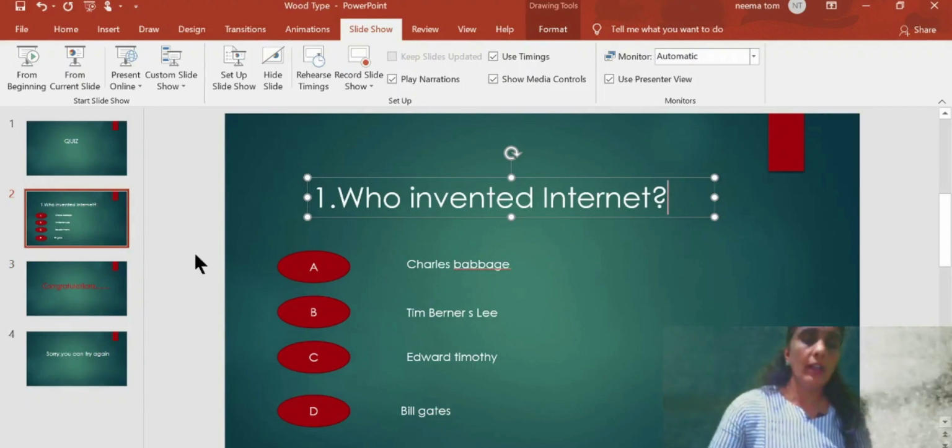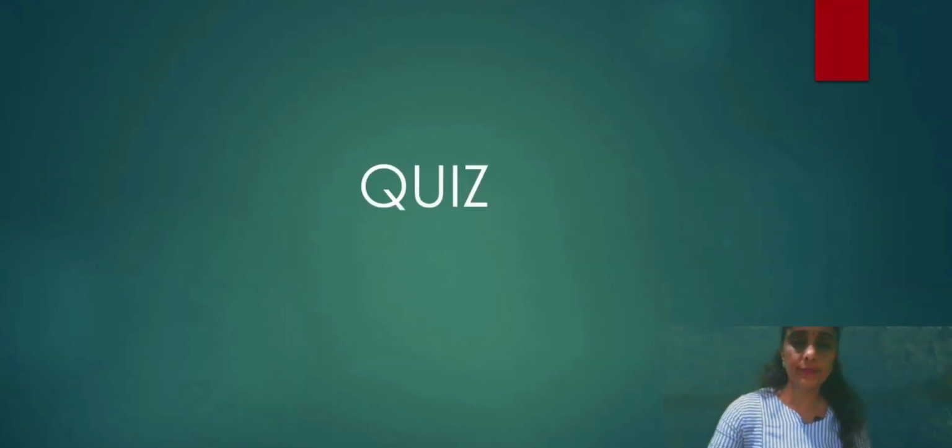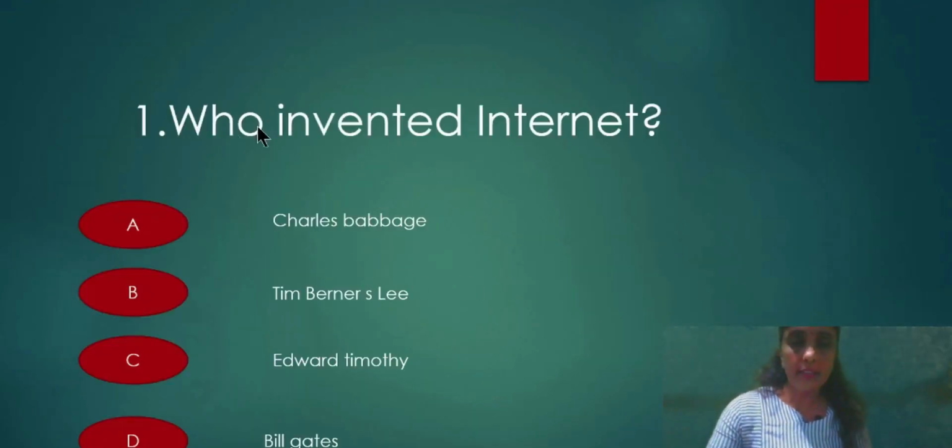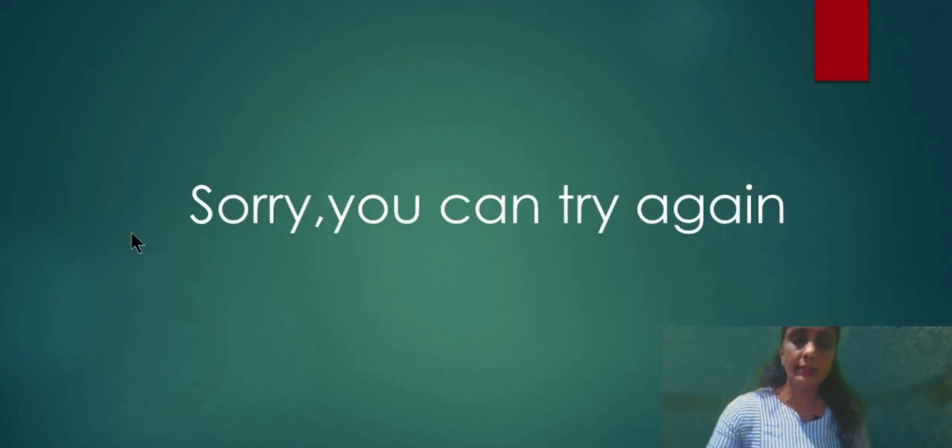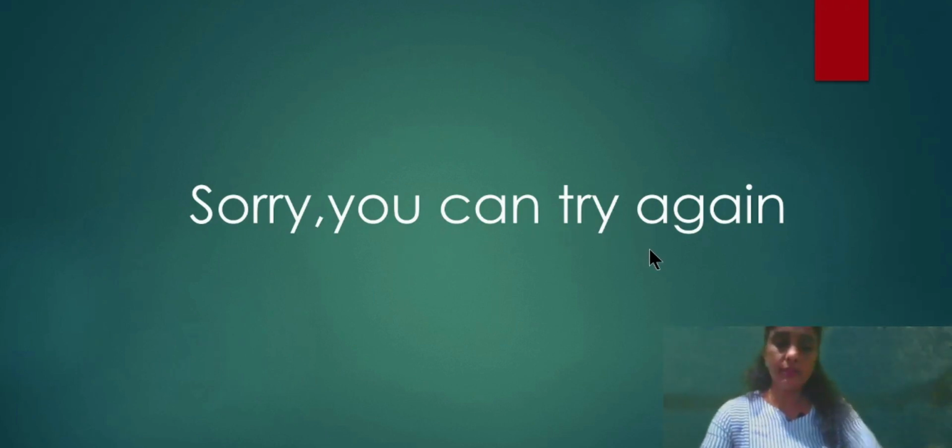Now let us go to the slideshow from beginning. Who invented internet? Suppose I am clicking on the A button, then it will take us to the fourth slide, that is the wrong answer slide. Sorry, you can try again. Like this, C and D will also work in the same way.